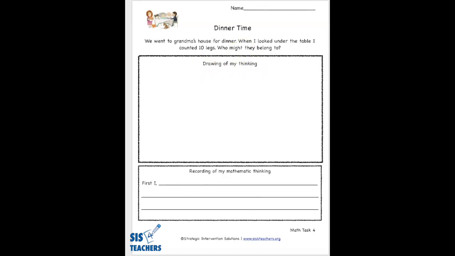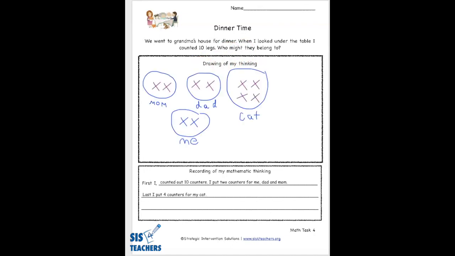The next part would be to draw their mathematical thinking. So I chose to use X's here, and maybe grandma was in the kitchen when I looked under the table, and I looked under and I saw mom's legs. She has 2. I saw Dad's legs, he has 2. I saw Grandma's kitty, and I know that she has 4, and then there was me. So I counted all together, that I have 4, 5, 6, 7, 8, 9, 10. There isn't necessarily an answer box here because I'm telling them how many, but the child is labeling with words who those people were in the picture.